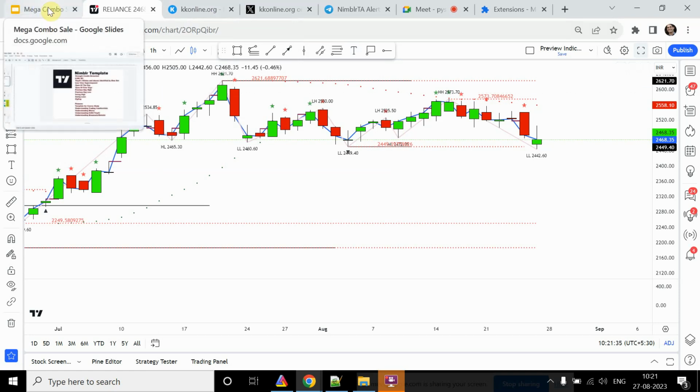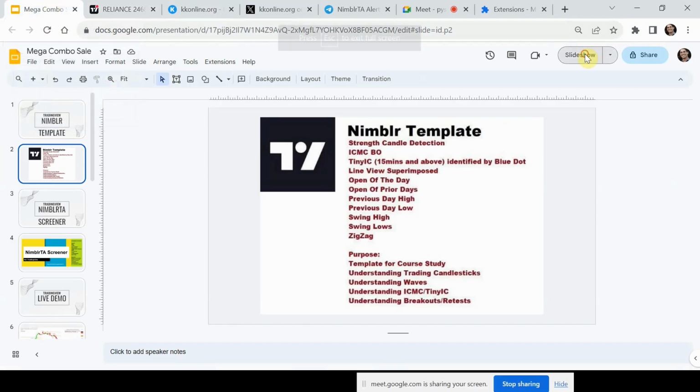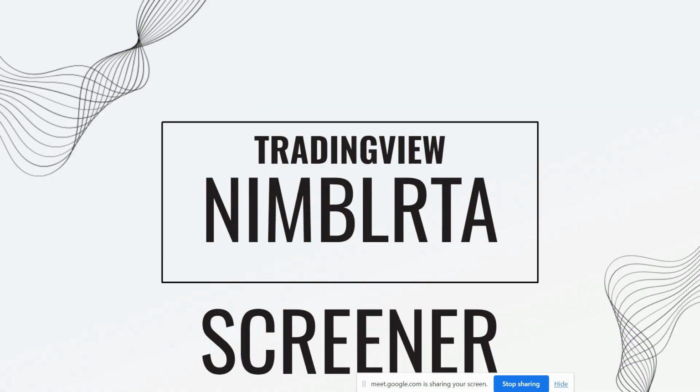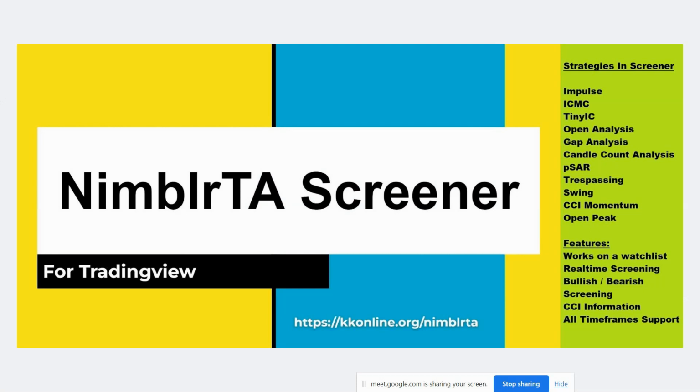Now we would look with the screener. Let me come back to the slide. So we talked about Nimblr template and its basic usage. Now we would be using this template along with a live screener. The purpose of the screener would be to identify trades in different strategies. So we could identify impulse, we could identify ICMC breakouts, tiny ICs, open analysis.